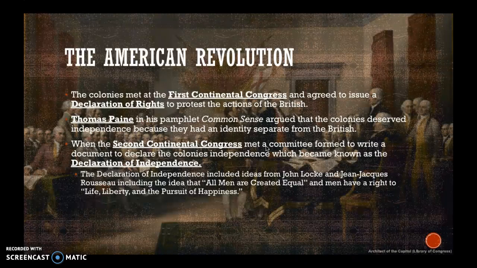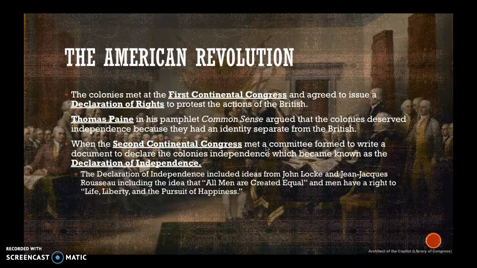The colonists met at the First Continental Congress and started talking about declaring independence or to protest the actions of the British. Thomas Paine wrote a pamphlet called Common Sense that argued that the colonists deserved independence because they had an identity that was completely separate from the British. At this point in the colonists' history, the vast majority of the colonists had been born and raised in the United States, and they'd never ever even seen Britain.